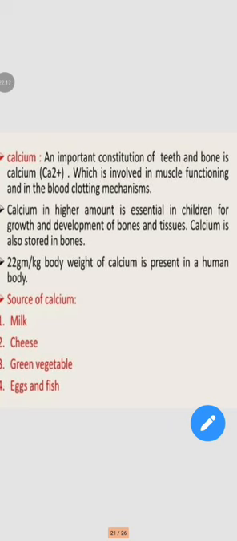Calcium is also stored in bones. 22 grams per kilogram body weight of calcium is present in the human body. The sources of calcium: milk, cheese, green vegetables, eggs and fish.